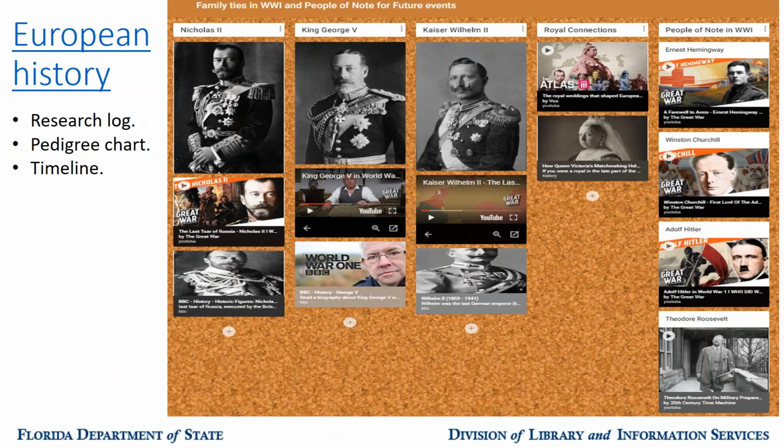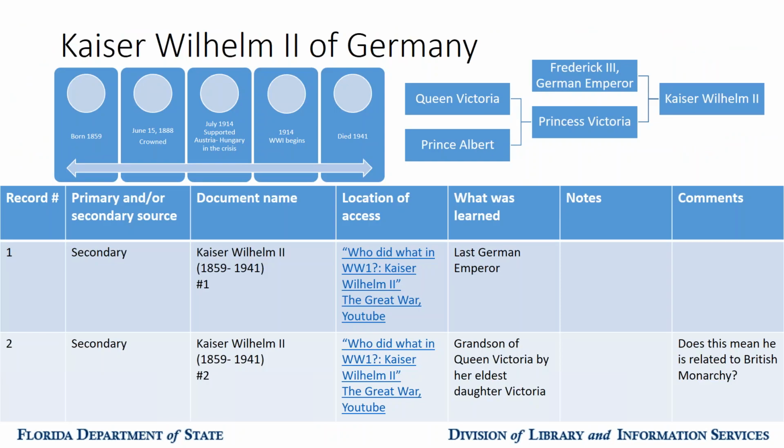So when I'm planning on doing a lesson, I go ahead and lay out the research log, the Padlet, and the timeline for myself to make sure that the information my students need is very, very clear in the resources I found. So in the case here, I've done a quick example with Kaiser Wilhelm of Germany. You can see in the timeline that he was born in 1859 and crowned in 1888.